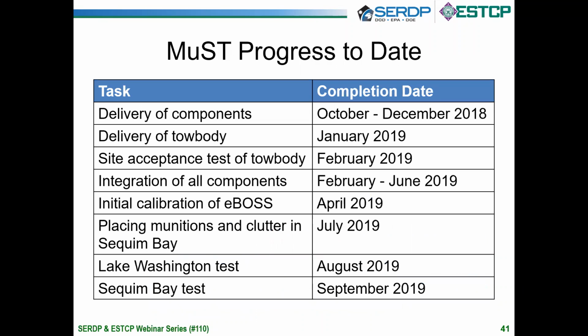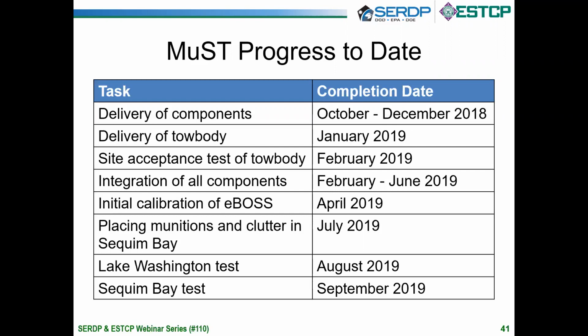So to date, the progress to date is indicated in this chart. The components were delivered at the end of 2018. There was a site acceptance step where the engineers from McCartney came to Applied Physics Lab, and our engineers and their engineers talked about the system, and we made sure that the system was capable to be deployed.